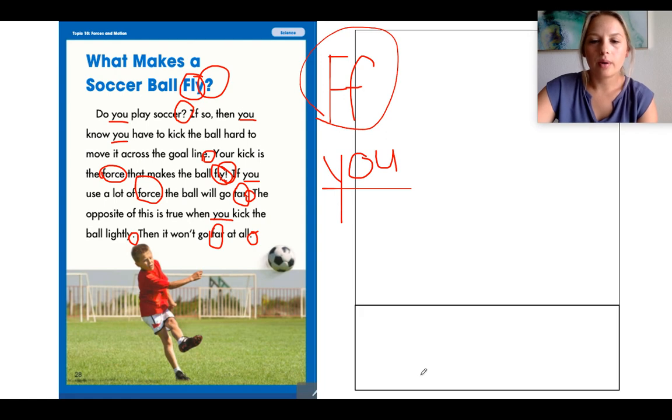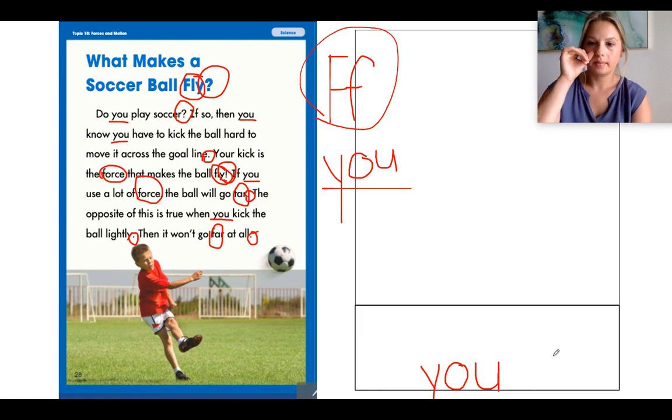Make sure for our Y that our tail goes down in the dirt, right? So mine's down in the dirt. My O stays little, and my U stays little. It touches the ground though, and it does have a little tail inside. Okay, good job. Now we're gonna draw a soccer ball.